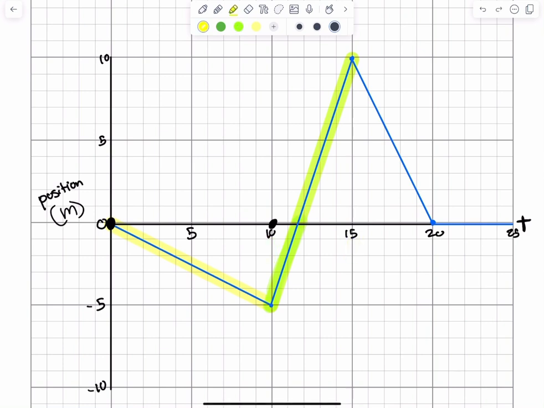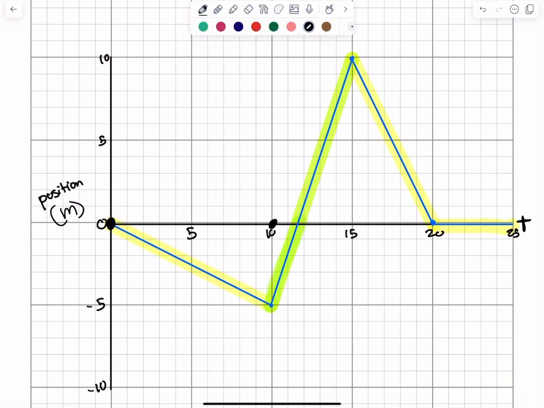In the next 5 seconds, this object moves left 10 meters. You can tell that because it goes from the +10 position back to the 0 position, which means it must have moved left 10 meters. And then for the next 5 seconds, the object remains at rest.